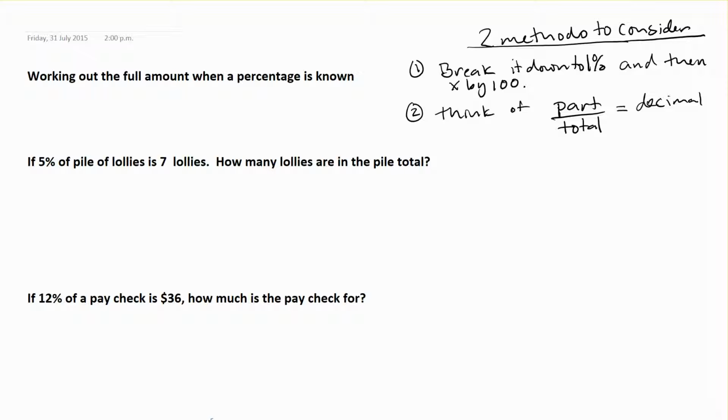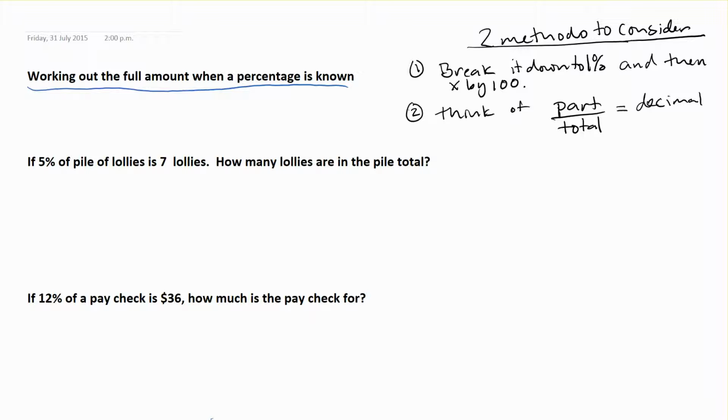Alright, so we want to be looking at working out the full amount when just a percentage of a part or percentage of a full amount is known. So there's two methods for us to consider. One of them is thinking about breaking it down to find out how much just 1% would be, and then from there we can times by 100 to get back to the full amount.